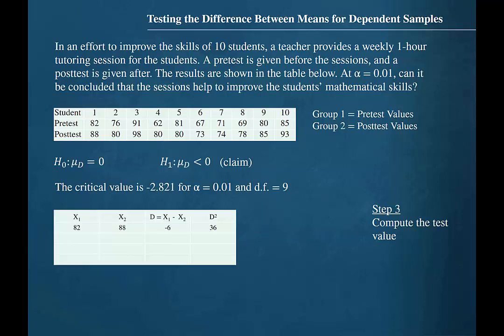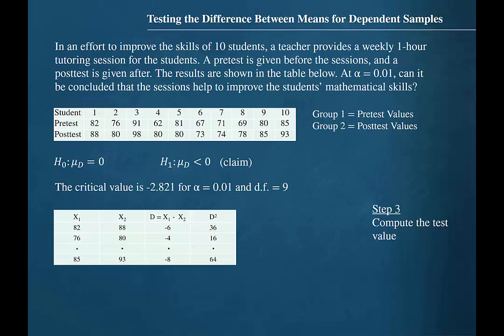So we will begin by calculating these differences for the first matched pair. The pretest value is 82, the post-test value is 88. That difference is -6, and the square of that difference is 36. For the next matched pair, the pretest score is 76, the post-test score is 80, the difference between those values is -4, and the square of the difference is 16.